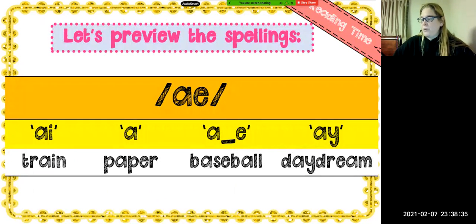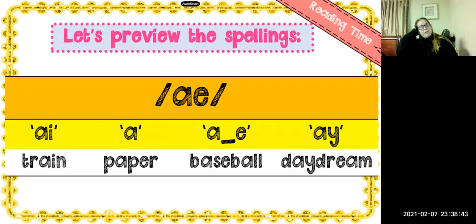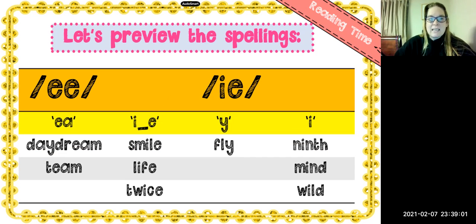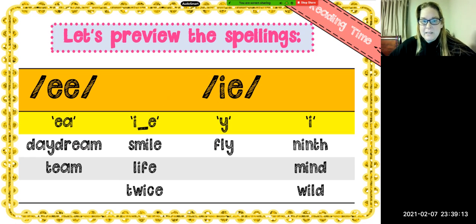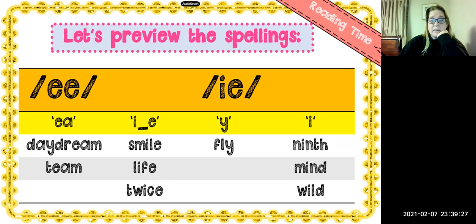All right. Before we read our story, we've got some spellings to review and a lot of vocabulary phrases to go over. Okay. So our first spelling is the A sound with AI as the spelling in the word train, A as the spelling in paper, A consonant E as the spelling in baseball, and AY in daydream. We have the E sound with the EA spelling in daydream and team. And then we have the I sound with the I consonant E spelling in smile, life, and twice, the Y spelling in fly, and the I spelling in ninth, mind, and wild.